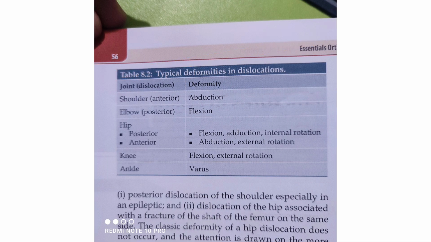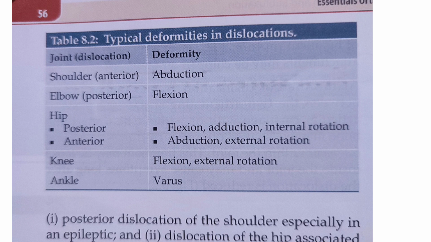And last, typical deformity in dislocation. What is the typical deformity in dislocation? What will occur in shoulder anterior? Shoulder if anterior, elbow if posterior, hip if posterior or anterior, in knee and ankle. So deformity in joint dislocation.